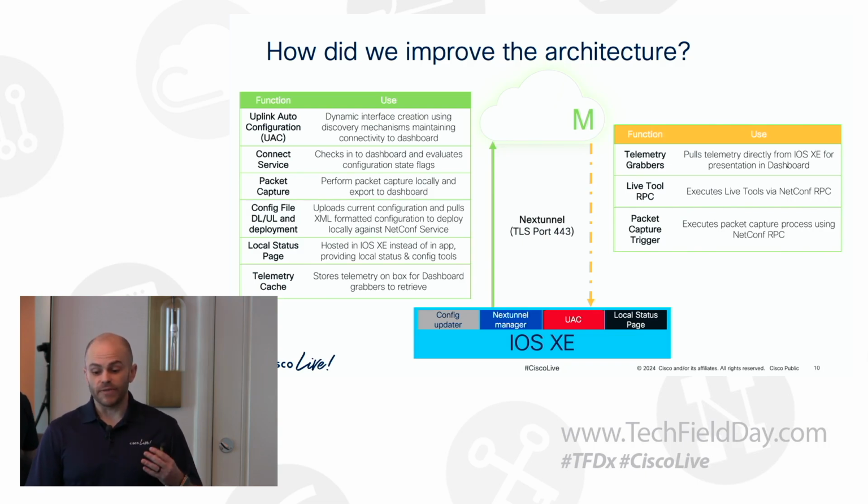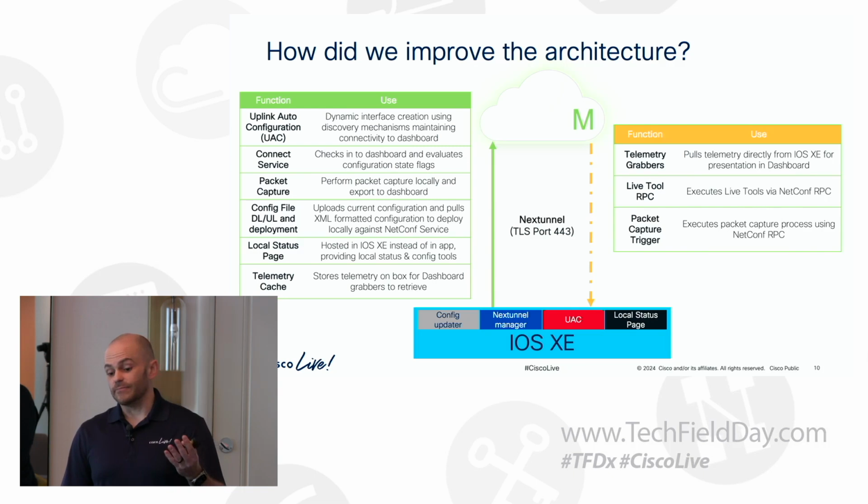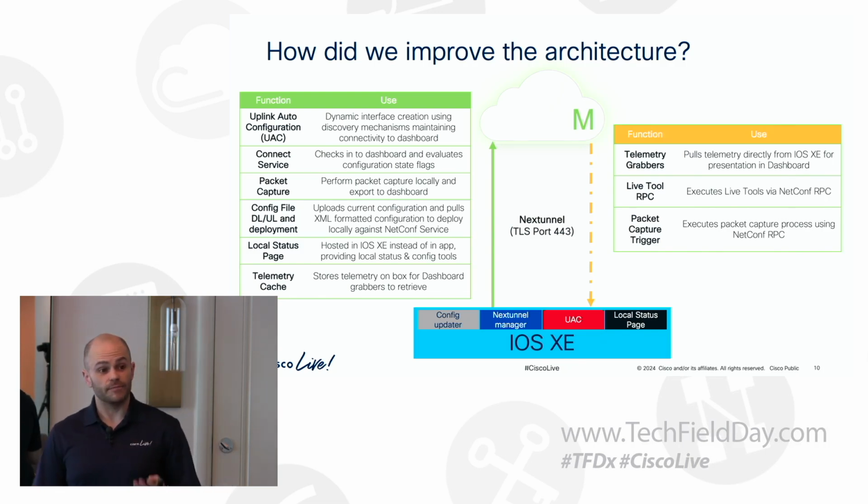So, lots of changes that we've made. We're still interacting with the switches in the same manner, where we're pulling telemetry from the box, not pushing telemetry from the box to the cloud. Still interacting with the box using netconf RPCs to do port bounces, any of the live tools that we offer, and still providing that packet capture function, which we're going to expand upon quite a bit over the next probably 6 to 8 months.